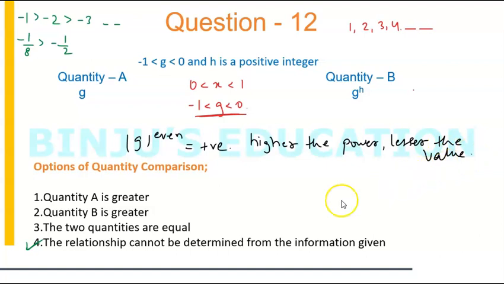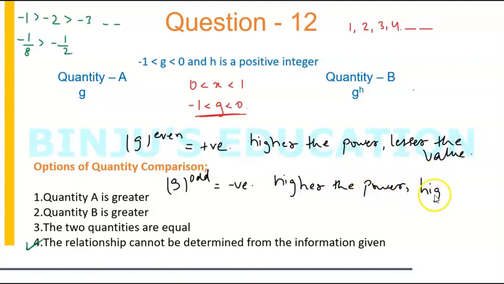But if you have an odd power, then the result is negative. And apart from this, the higher the power, the higher the value.